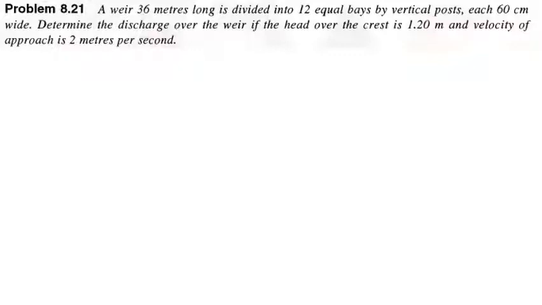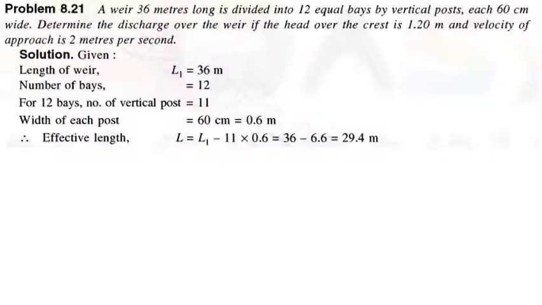So moving on to the third problem. A weir 36 meters long is divided into 12 equal bays by vertical posts, each 60 centimeters wide. Determine the discharge over the weir if the head over the crest is 1.2 meters and velocity of approach is 2 meters per second. So we will see. Length of the weir is given as 36 meters.